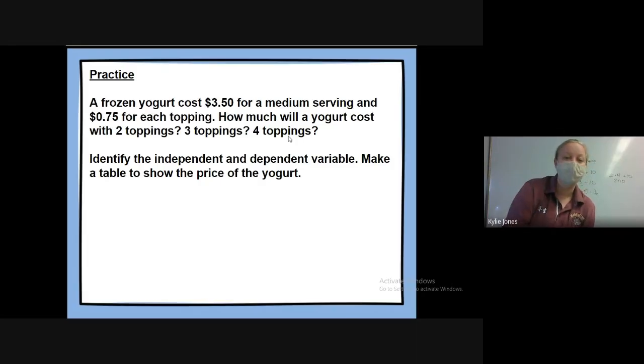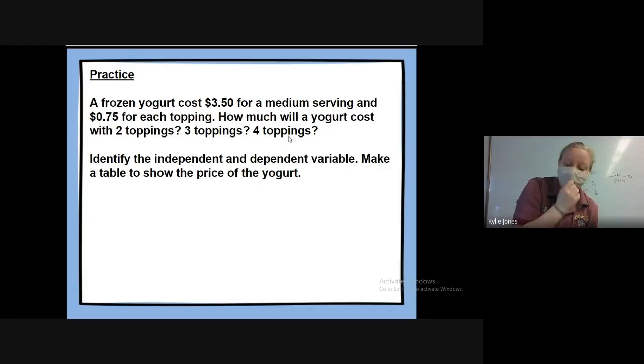This one is again another one just like that. Frozen yogurt costs $3.50 for a medium serving and 75 cents for each topping. How much will a yogurt cost for 2 toppings, 3 toppings, and 4 toppings? First, we need to figure out the independent and dependent variable. So does the cost of your yogurt depend on the number of toppings? Yes. Yeah, that is correct. It does. The amount of toppings you buy is going to change the price of your total yogurt, right?